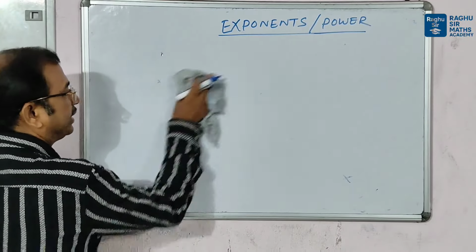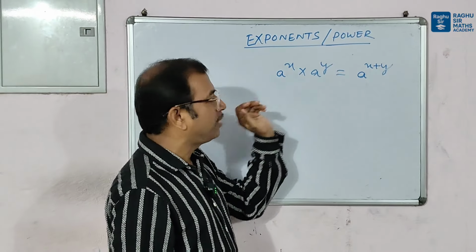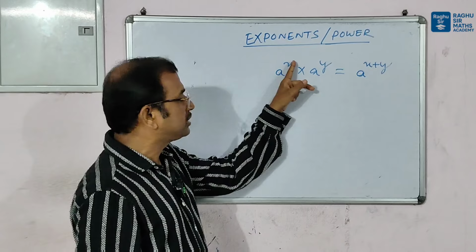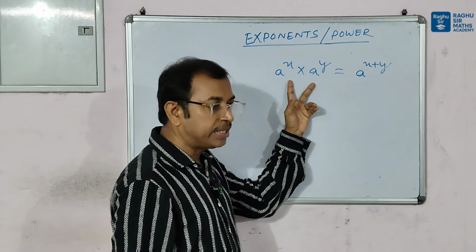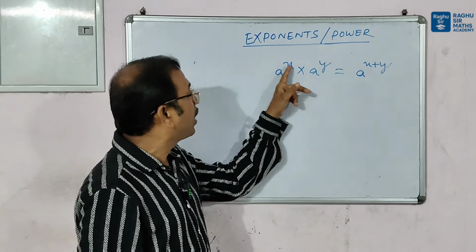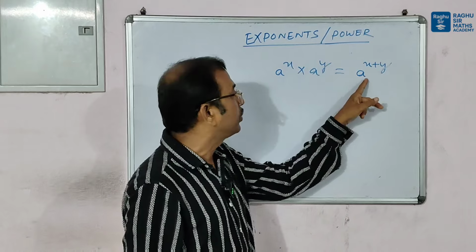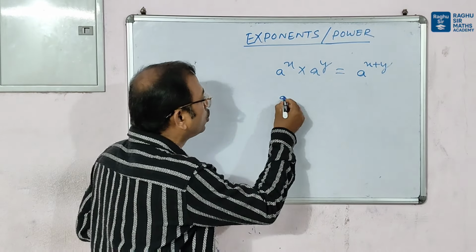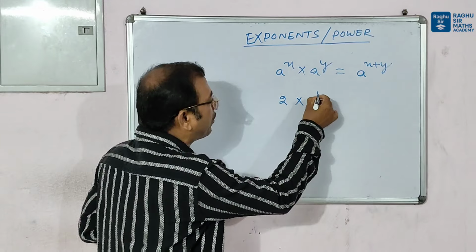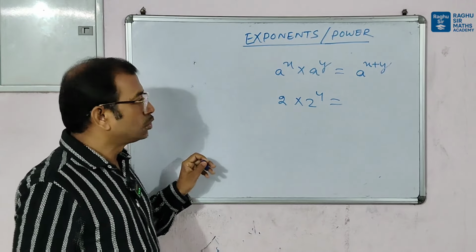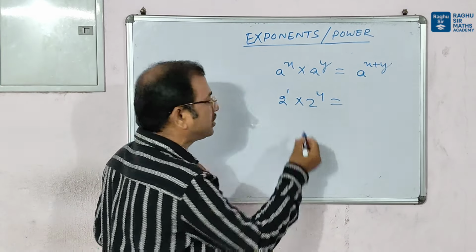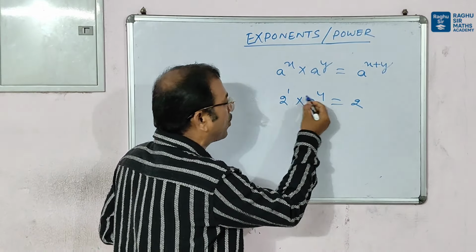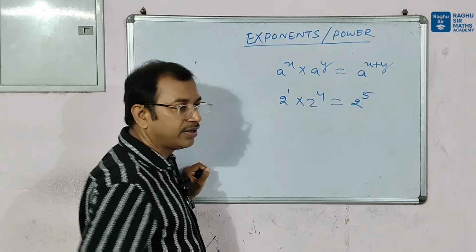The rules of exponents. See, when you multiply, if the same base is there, this is base and this is power, what will you do? You have to add their powers keeping the same base. So a to the power x plus y. I am giving an example. Let's see, 2 into 2 to the power 4. Here the power of 2 is 1. So keeping the same base, the powers should be added, 1 plus 4, that is 5.